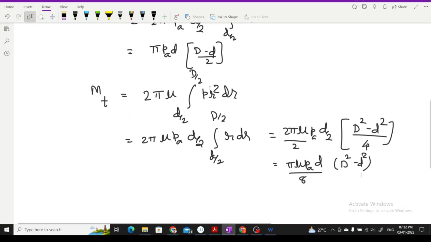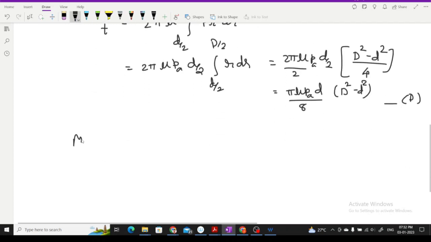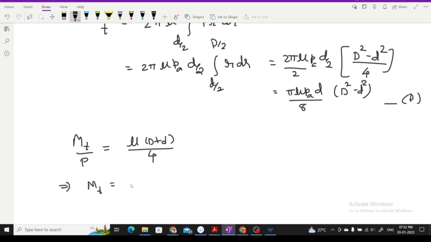Now again, if you consider this as C and this as D, and if you divide D by C, as we have done earlier, it will give you mu into (D plus d) by 4. I am not deriving it, but you will find this if you divide equation D by equation C. So the frictional torque in terms of the axial force will be given by this.